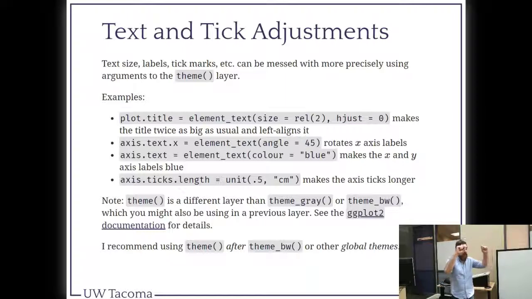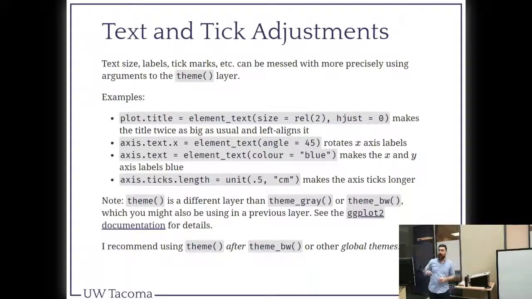Axis.ticks.length would make those tick marks longer or shorter. Maybe you want really short ones, maybe you want really long ones. I don't know why, but like I said, you do you. And like I said before, theme is not the same layer as theme_gray or theme_black_and_white. Those things you usually want to do before you do theme.